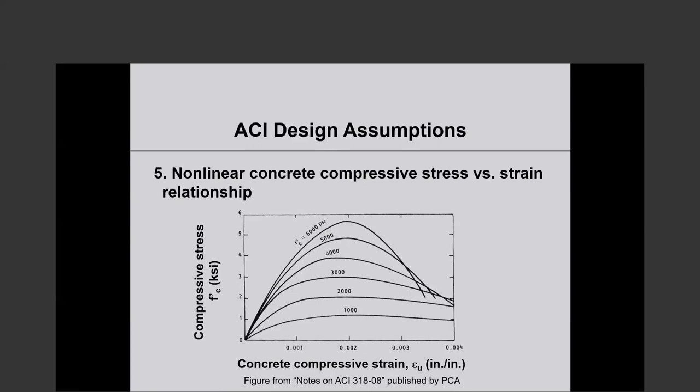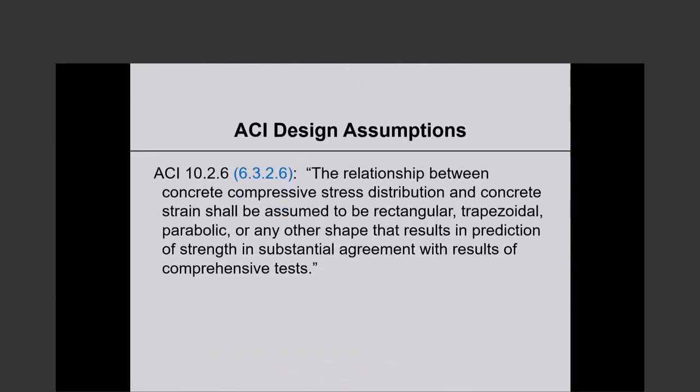Design assumption number 5, the stress-strain relationship of concrete in compression. Those look as you see in the picture. On the y-axis is stress, on the x-axis is strain, and from one curve to the other, we are looking at higher and higher strength concrete, 1,000, 2,000, up to 6,000 psi. These are tests that Surendra Shah and his students did at Northwestern University ages ago. Anyway, this is very typical of the concrete stress-strain relationship.